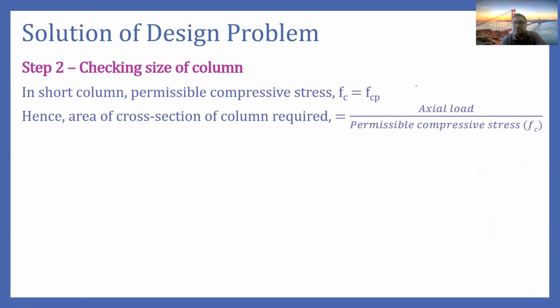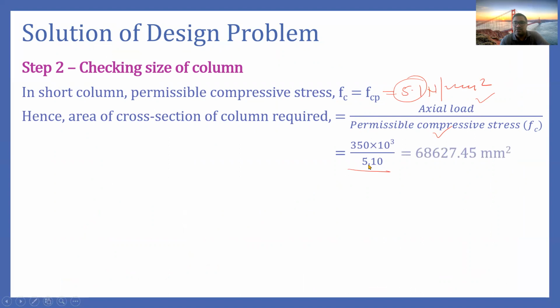So permissible stress equals FCP, which is 5.1 Newton per mm square. We can put this value in the denominator, and in the numerator we have the required load, 350 kilonewton. Putting this value in, we can now get the area required. So the area of column required is 68,627.45 mm square.